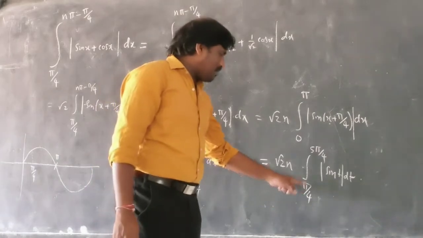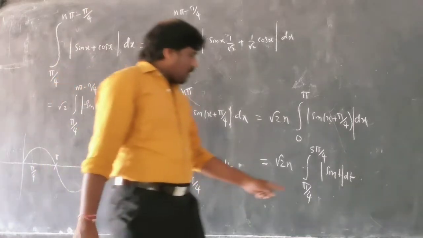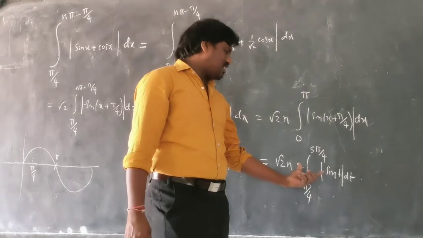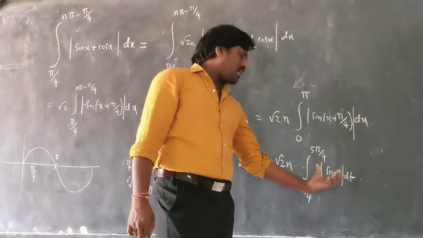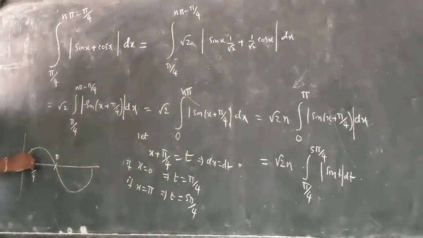So you have pi by 4 to 5 pi by 4, and you have to find the integration of this. This modulus is very simple. Whenever I open the mod of sine, I have to see whether it will be positive or negative. See this graph here, the sin x graph: pi by 4 on the top, pi is here, 5 pi by 4 here. From pi by 4 to pi it is positive, and from pi to 5 pi by 4 this is negative. The modulus will open with a negative sign.